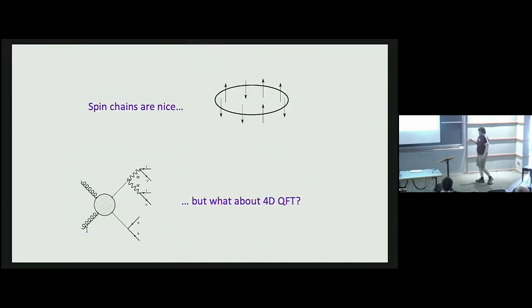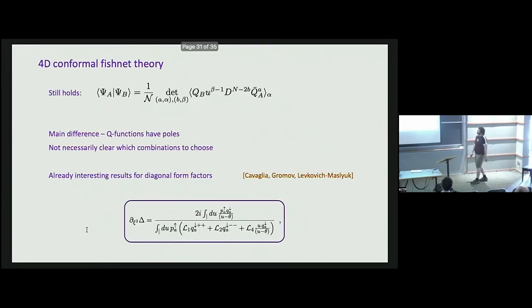All right, so spin chains are great. I think we all like them. But really, we want to talk about 4D quantum field theory. So how much of this survives? So let's talk about conformal fishnet theory first.